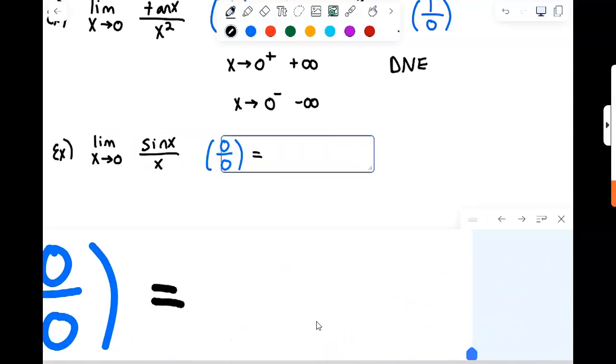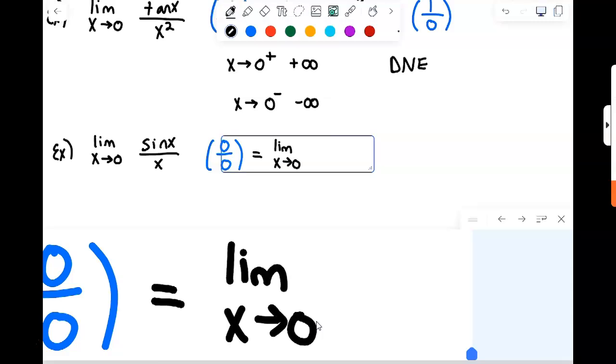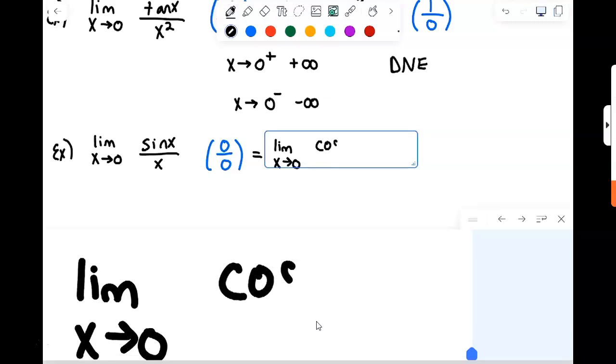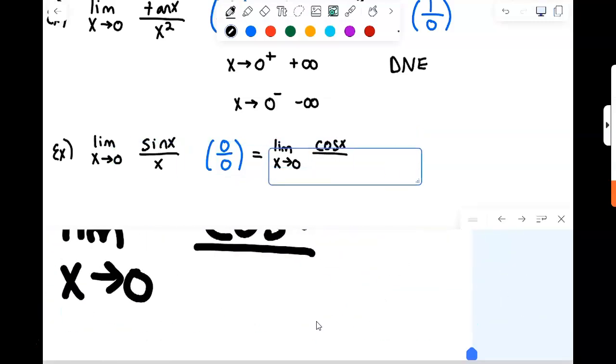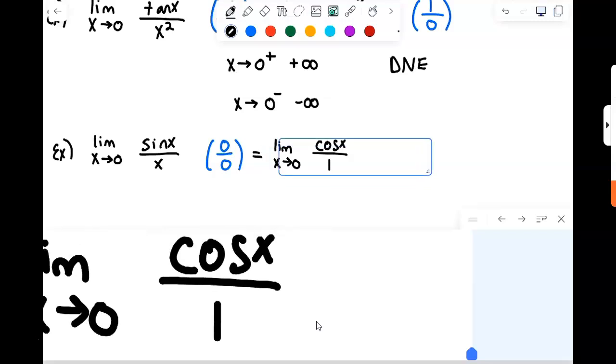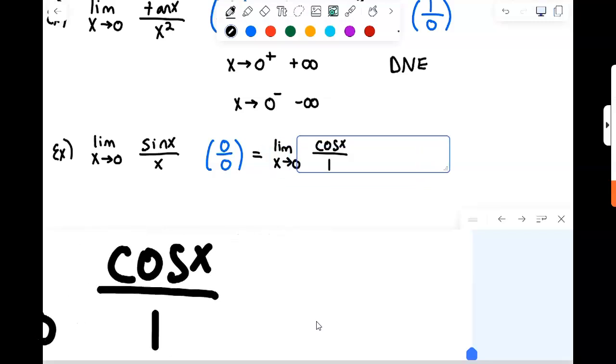Now, with L'Hopital's rule, we can differentiate. Derivative of sine is cosine. Derivative of x is 1. And then this is something we can just evaluate. As x goes to 0, cosine is 1. And of course, 1 is 1. Now this is actually a circular argument because actually we can't talk about the derivative of sine without first knowing what this limit is. So actually needed to know this limit in calculus before we could actually talk about the derivative of sine.